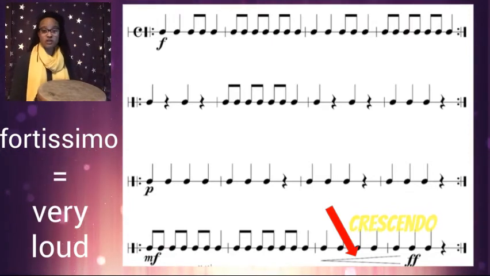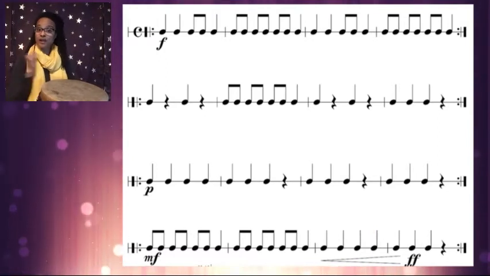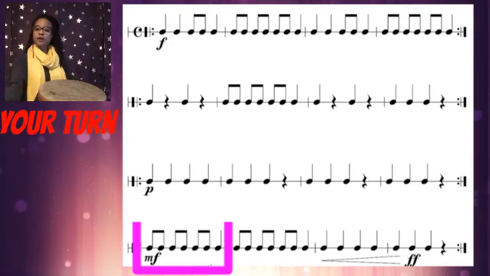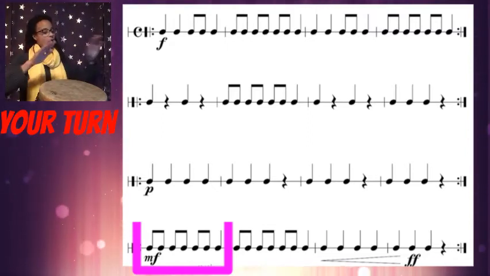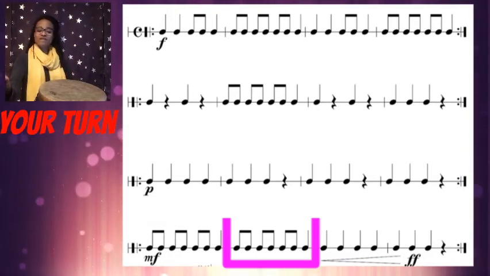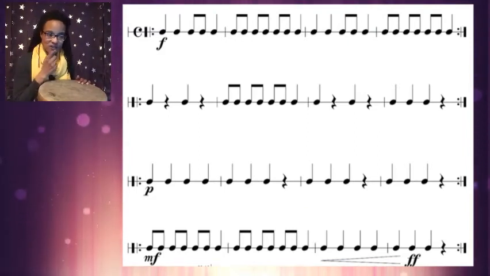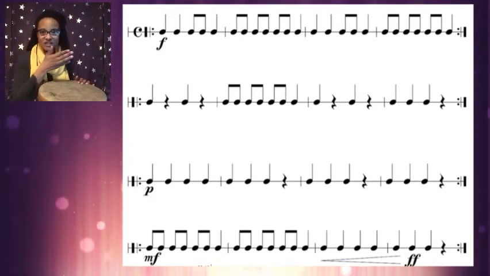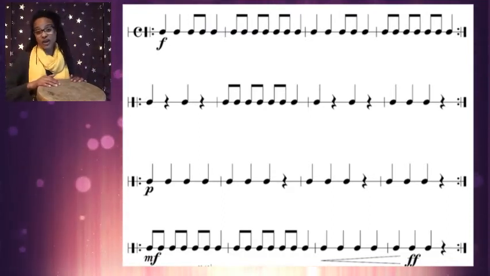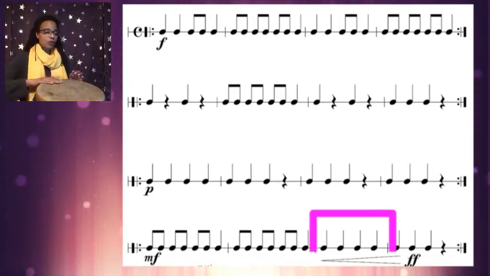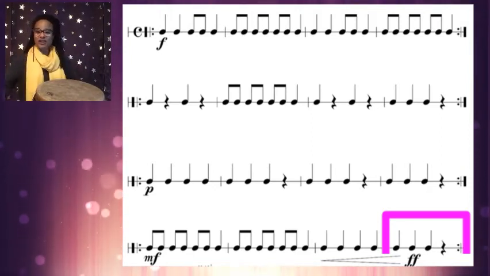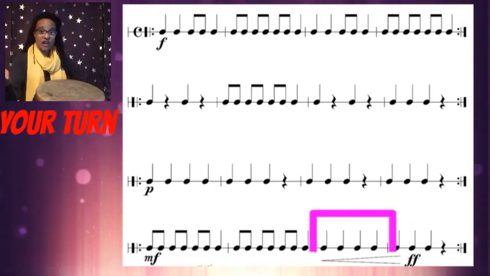So I'll go ahead and do this one measure at a time again. Please be my echo, 1 measure at a time. 1 and 2 and 3 and 4. 1 and 2 and 3 and 4. Now the last 2 measures, I'm going to put those beats all together and see if I can make my crescendo really obvious. So echo 2 measures back to me. 1, 2, 3, 4. 1, 2, 3. Your turn. 1, 2, 3, 4.